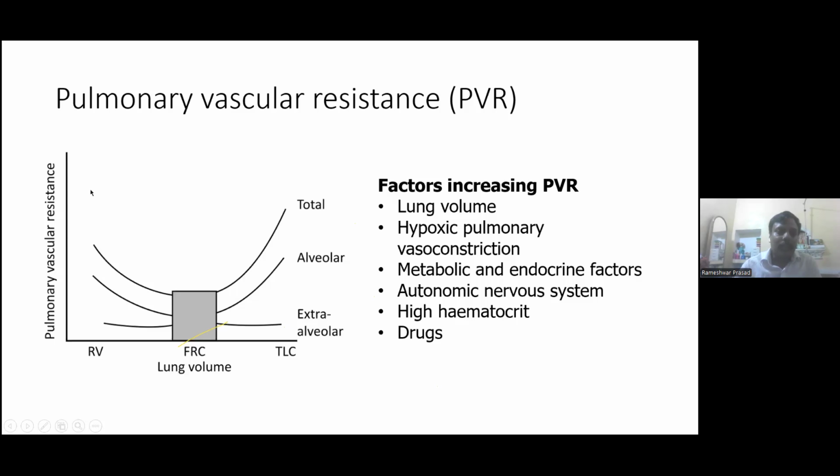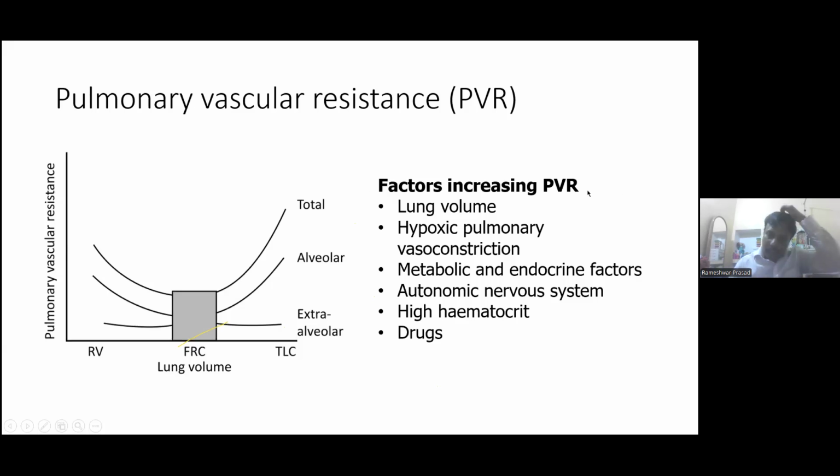If lungs are not distended well, so in the initial part, in the collapsed lungs, pulmonary vascular resistance is high. In over-distended lung also, pulmonary vascular resistance will be high. Only in the optimally ventilated, optimally distended lungs, pulmonary vascular resistance will be minimum. And this is at FRC, functional residual capacity. Therefore, your attempt should always be to keep the alveoli open at functional residual capacity.